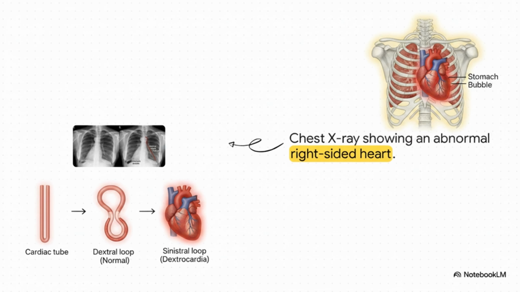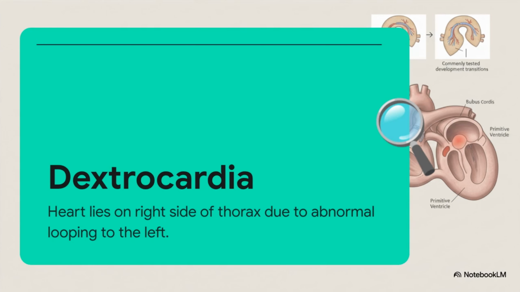The stomach bubble might be entirely on the wrong side. But more importantly, the prominent shadow and contour of the heart are sitting distinctly over on the right side of the patient's thorax, rather than on the left where it belongs. This exact clinical presentation is known as dextrocardia. It's a direct result of a mechanical failure way back on day 23. Instead of the heart tube looping correctly to the right, it abnormally loops to the left.